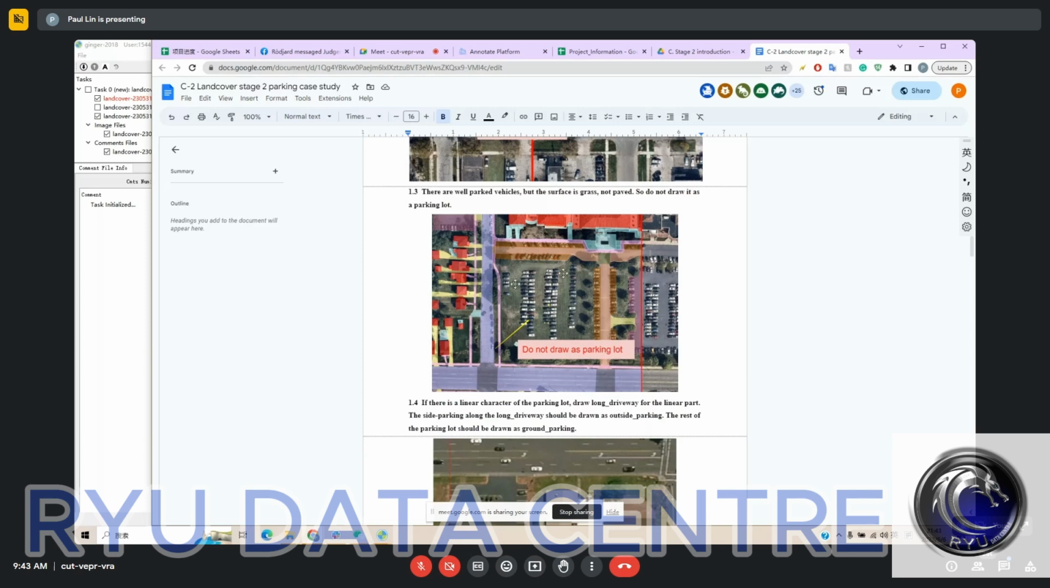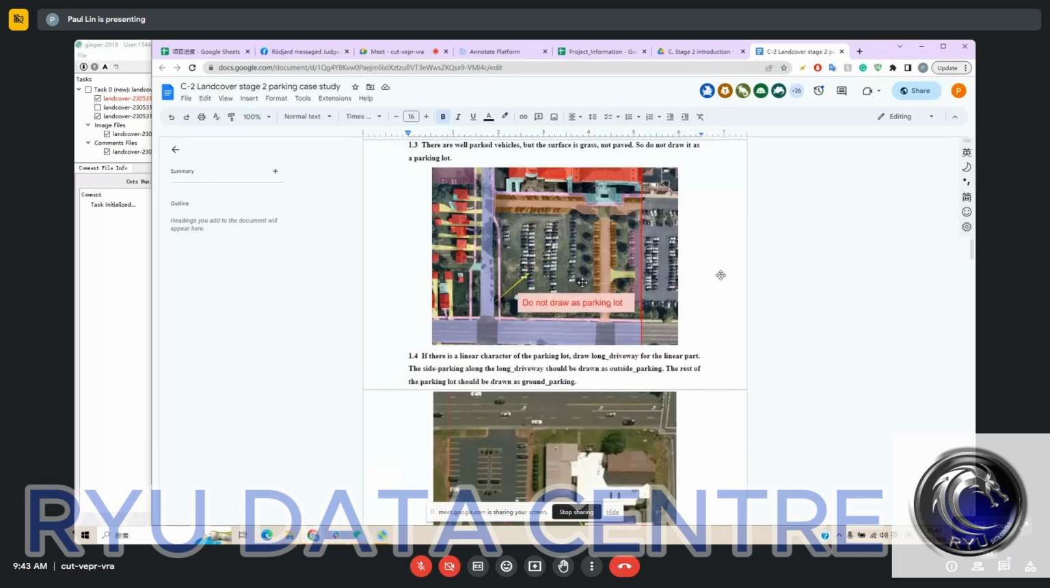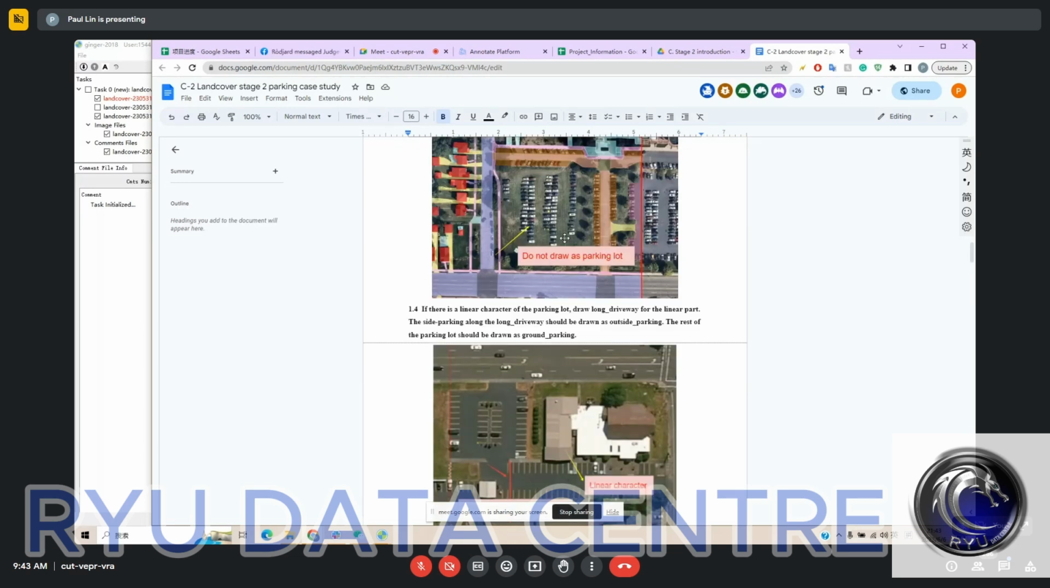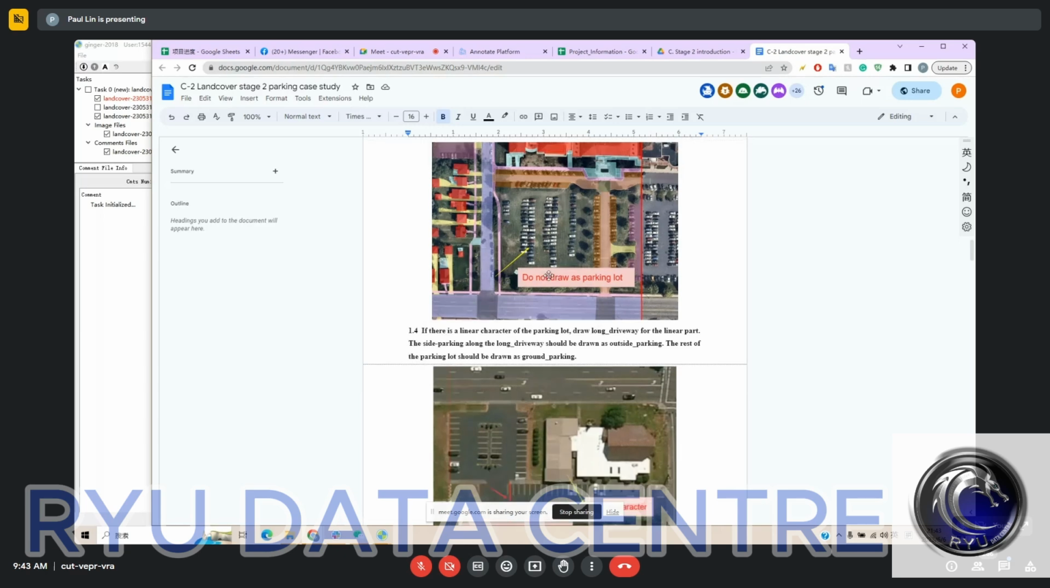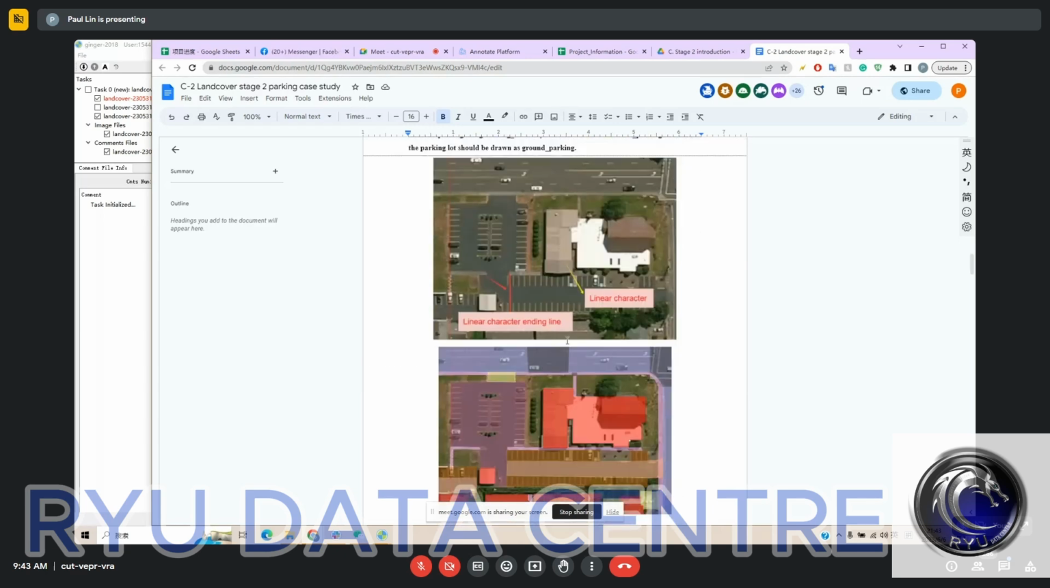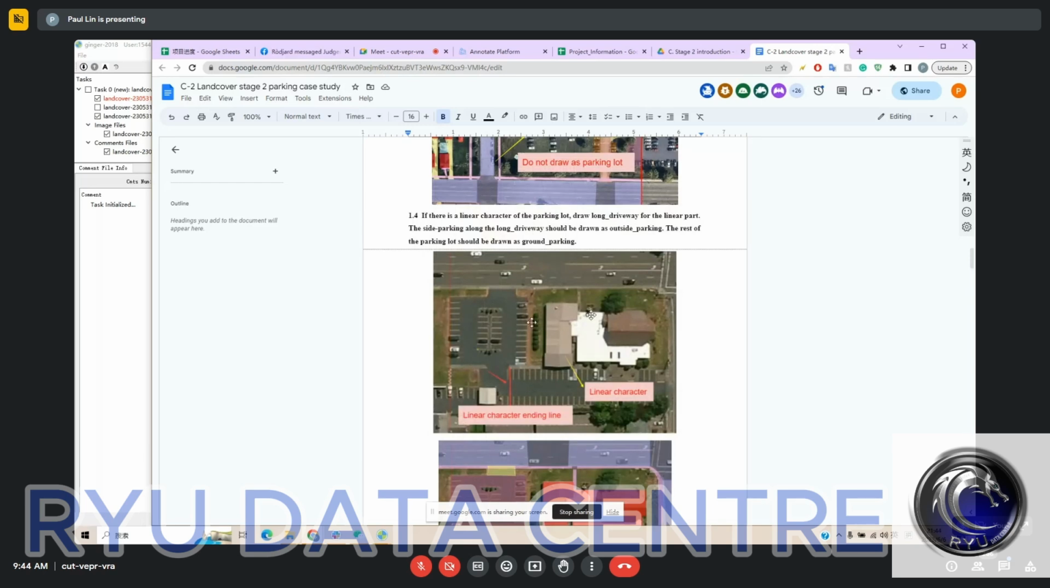However, if there are real parked vehicles but the surface is not man-made, remember, it's grass, it's not paved, so you don't draw it as a parking lot. In the Stage 2 project, we only need to capture the surface of the ground that is built by humans. If something is not built by humans, then we don't capture it. Even though many cars are parked there, if it's grass, don't capture it. Just follow the basic principle: the surface material. Grass, don't capture.